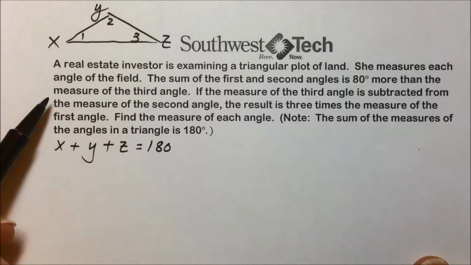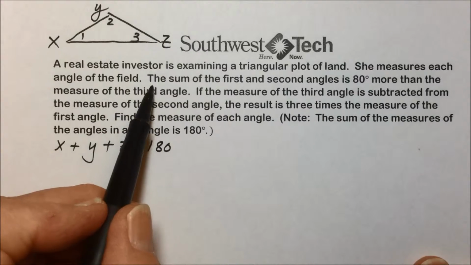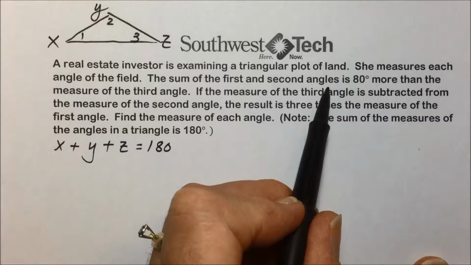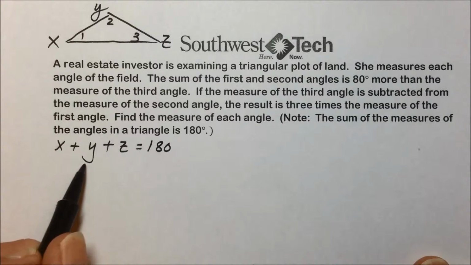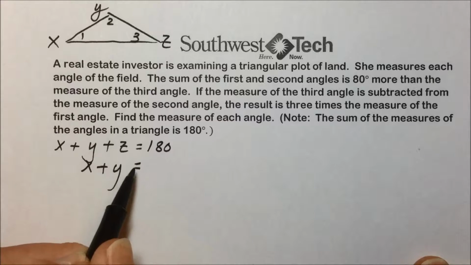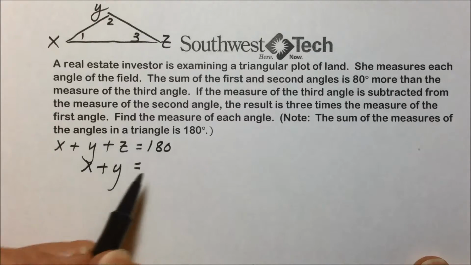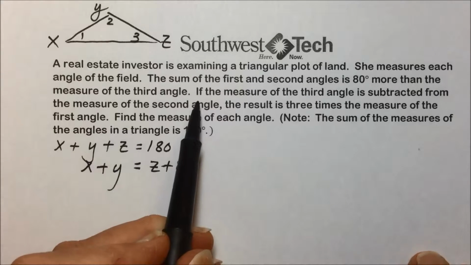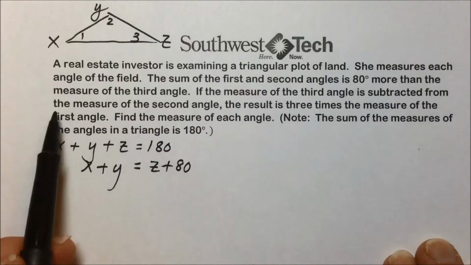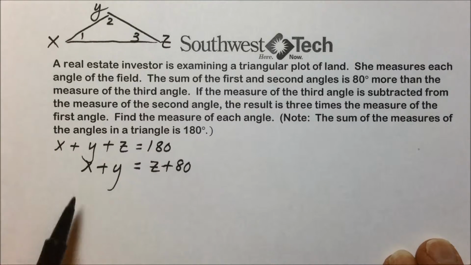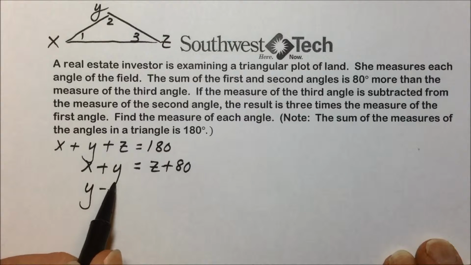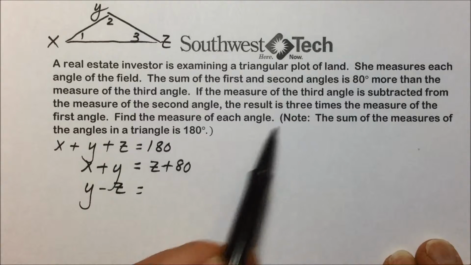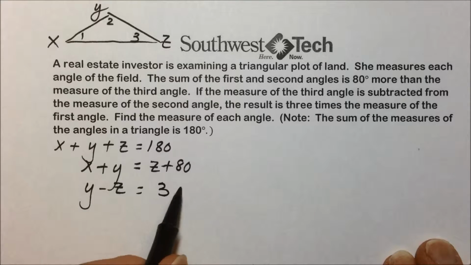Furthermore, to come up with the other 2 equations, we'll read this portion of the problem telling us the sum of the first and the second angles, so that would be x plus y, is 80 more than the measure of the third angle. So we'll take our third angle and add 80 to it. The next sentence tells us if the measure of the third angle is subtracted from the measure of the second angle, that means we would take the third angle z and subtract it from the second angle. It tells us the result is 3 times the measure of the first angle.